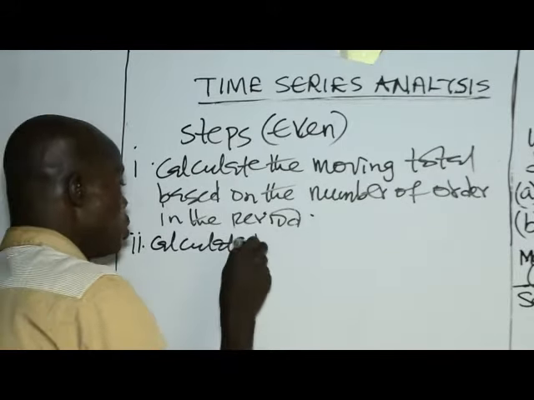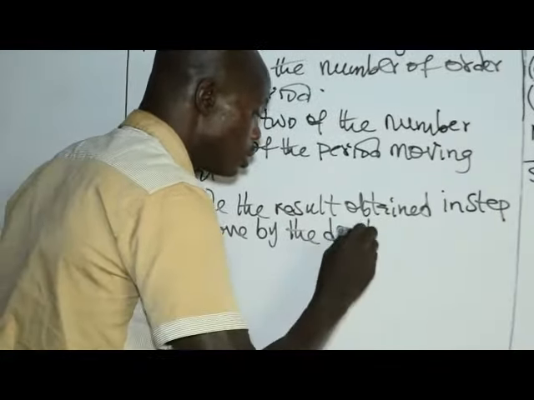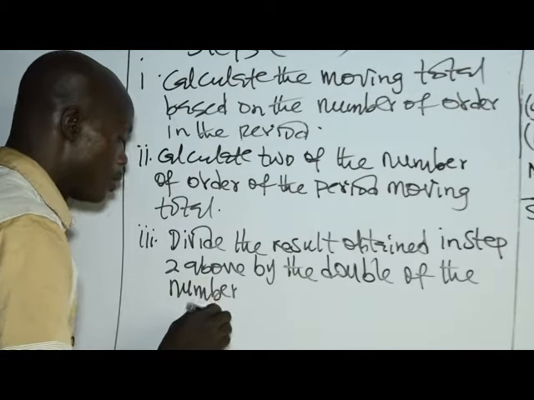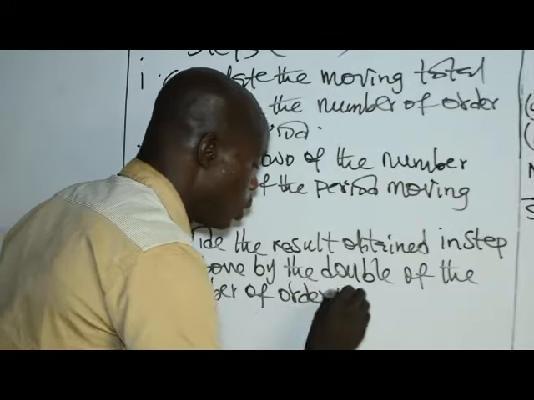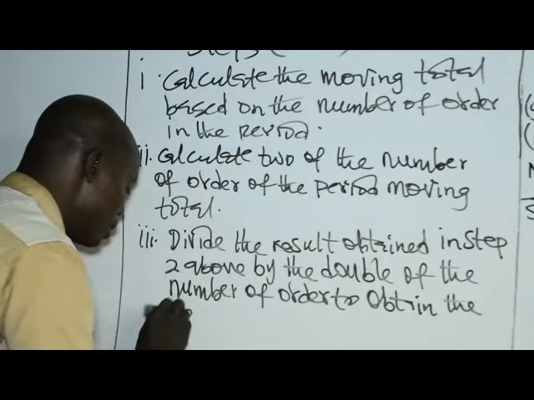Step 3. Divide the result obtained in step 2 above by the double of the number of order to obtain the required moving average. So that is the steps. These are the steps to take to determine the moving average when the number of order is an even number.